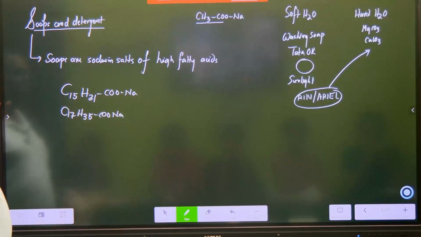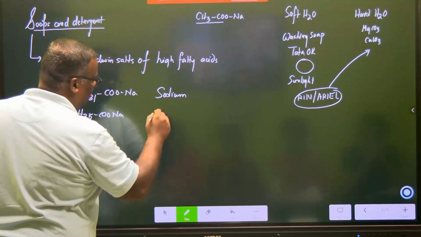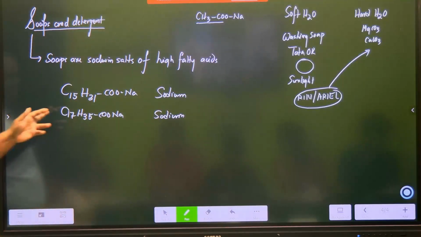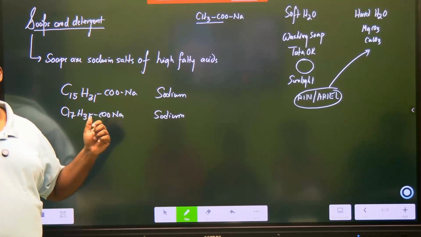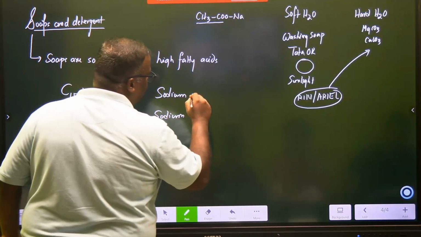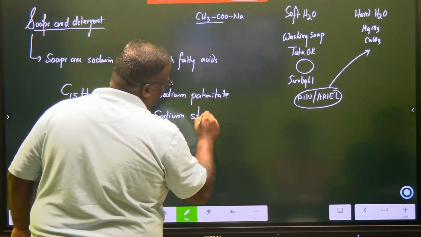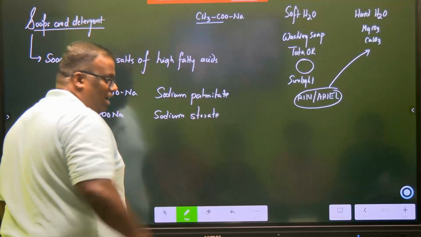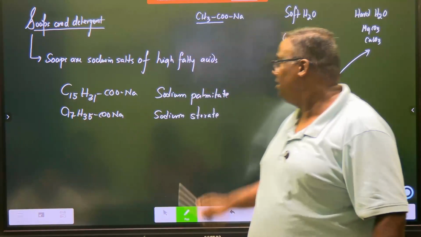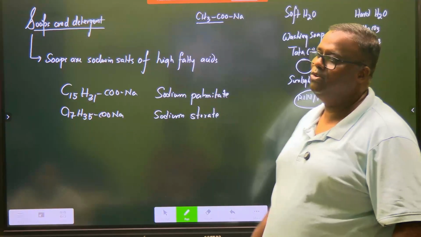Okay? So this is known as sodium, and this is also known as sodium. Trivial names. This is 15. This is 17. Between S and P, which letter comes first? P comes first, the smaller one. So this is known as sodium palmitate. This is known as sodium stearate. If you want to write, you can write, just for your knowledge. How to remember? 15 is the smaller number, P comes first. That's how I remember. So sodium palmitate, sodium stearate. These are known as soaps.